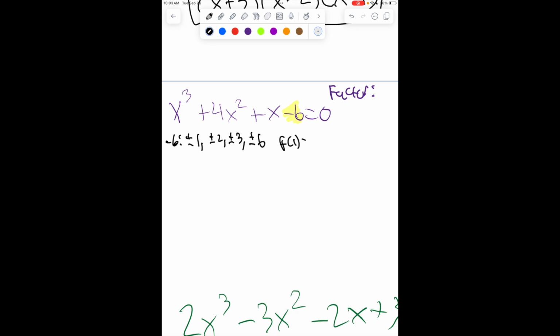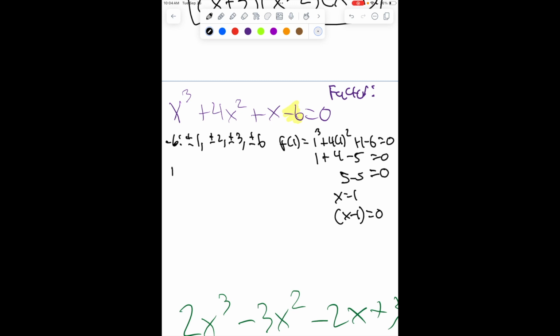So again, if I'm going through this, I'm going to say 1 to the third plus 4 times 1 squared plus 1 minus 6, 1 plus 4 minus 5. And again, if it equals 0, we know that it's a zero, and 5 minus 5 does in fact equal 0. So I'm going to rock and roll with that. I know that x equals 1, but that means the factor is x minus 1 because it has to equal 0.